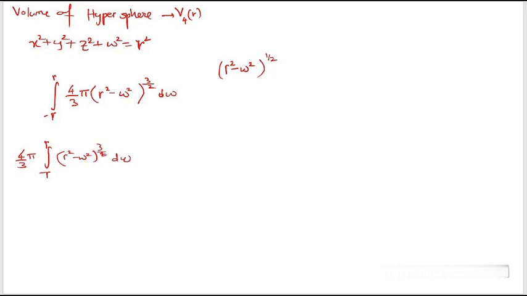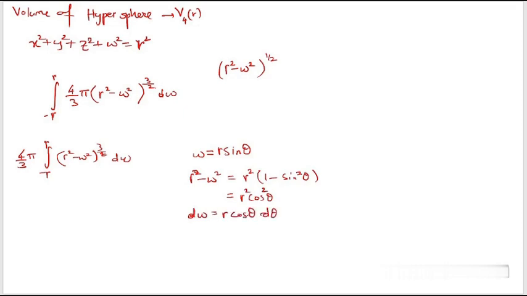An obvious substitution that I can see here is w equals r sine theta. So r squared minus w squared is equal to r squared times (1 minus sine squared theta). That's r squared cos squared theta. And of course dw is r cos theta d theta. And when we put r as w, we get sine theta as 1. So theta ranges from minus pi by 2 to pi by 2. Right?